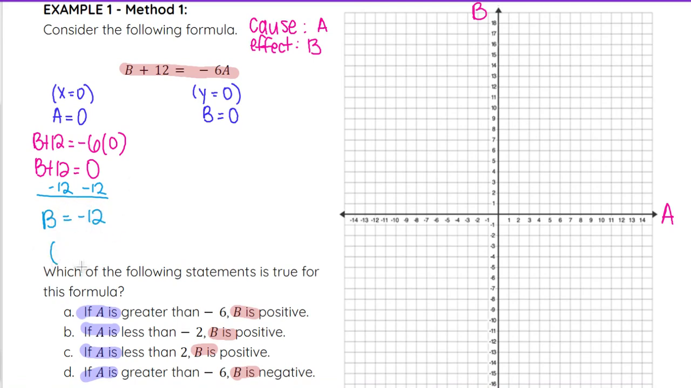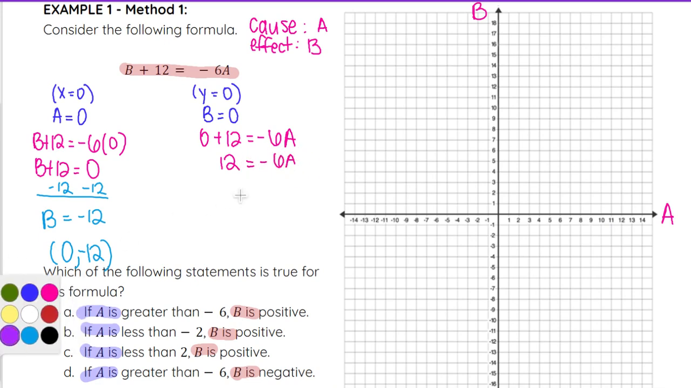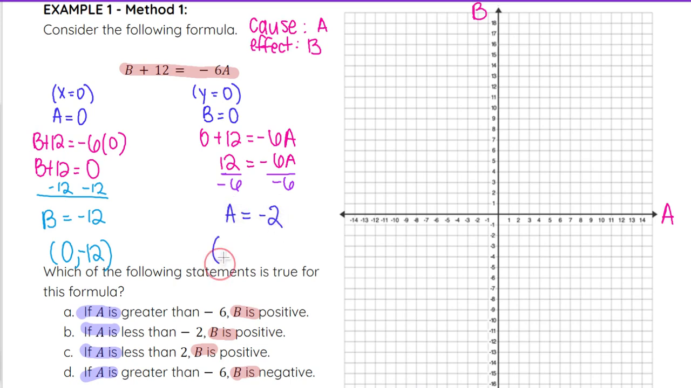So our ordered pair here, x comma y, which would be a comma b in this case, based on how I graphed my axes, would be (0, -12). Let's do the same thing with b equals 0. So that's going to be 0 plus 12 equals -6a. So that's 12 equals -6a. Divide both sides by -6. And that's going to come out to be a equals -2. So in this case, our a goes first, which is -2, and our b goes second, which is 0. So we can go ahead and plot those 2 points accordingly.